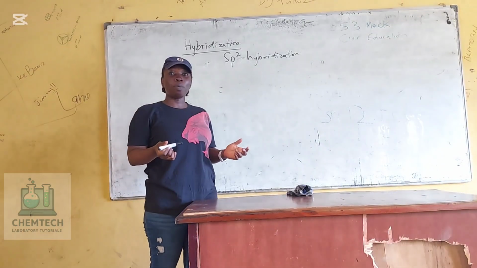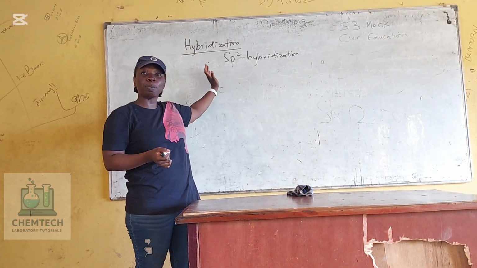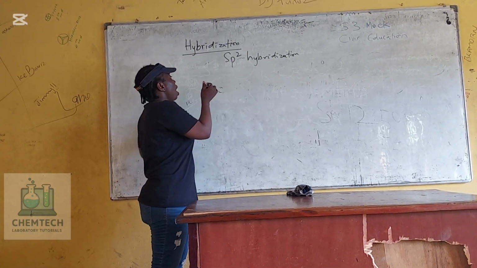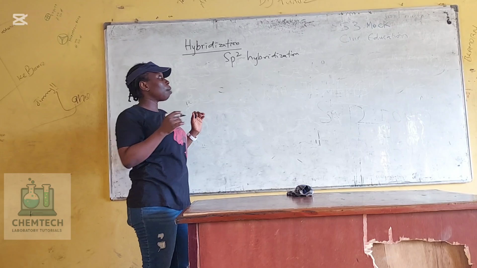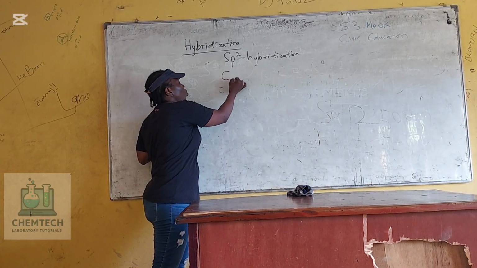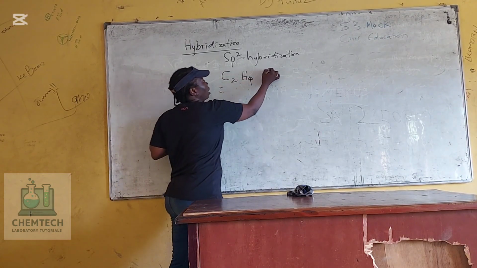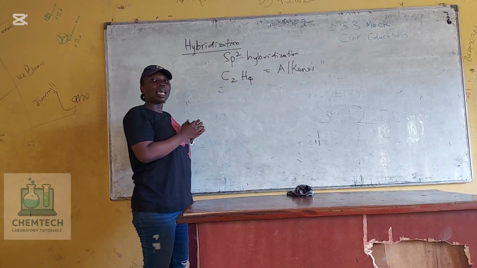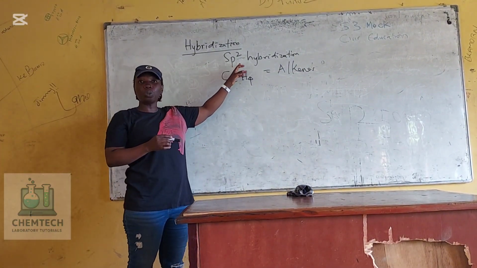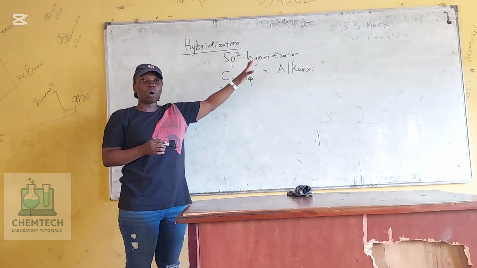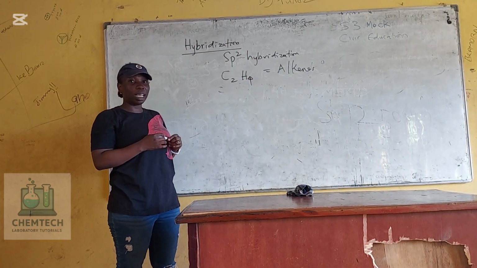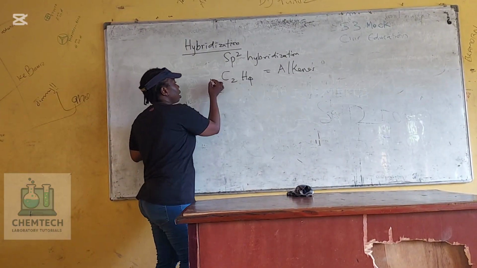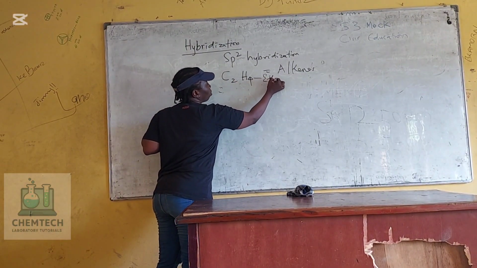Welcome to Chemtech Laboratory Tutorial. Today we'll be looking at sp2 hybridization. Example of an sp2 hybridized compound is C2H4, which is from the family of alkenes. They are all sp2 hybridized compounds. Now, how do we illustrate that? In alkenes, this alkene is called ethene.